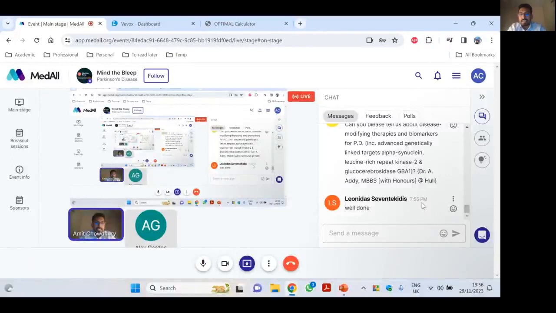In the UK, we don't do genetic tests as a routine. We only do it if there is an obvious family history, or mostly for research purposes. For clinical purposes, I'm a clinician, so we don't do it as a routine. I just know about glucocerebrosidase GBA and LRRK2. I just know the names, to be honest.